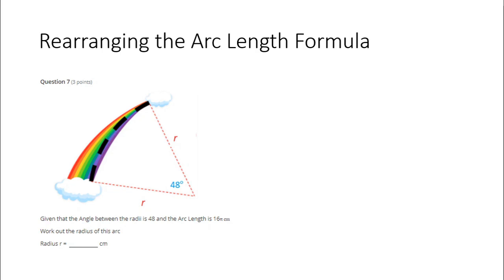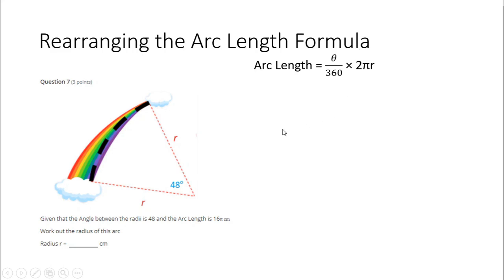Next question, arc lengths and rearranging the arc length formula. First of all, you need to remember that the length of an arc is some fraction of the full circumference. So our formula is some fraction, and that fraction depends on what angle we have between our two radii, and that's 48 degrees, over 360 degrees, which would be the full turn at the center of the circle, and multiplying by the circumference of a circle, which is 2 pi r.